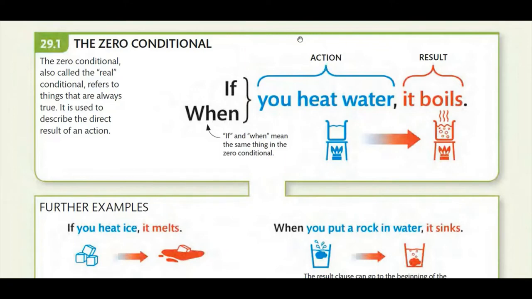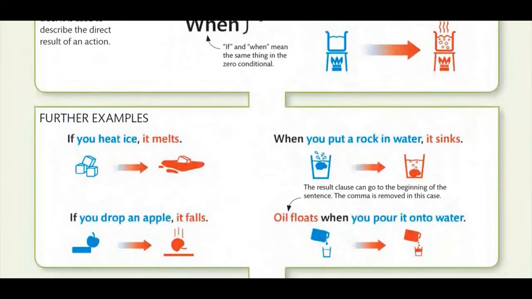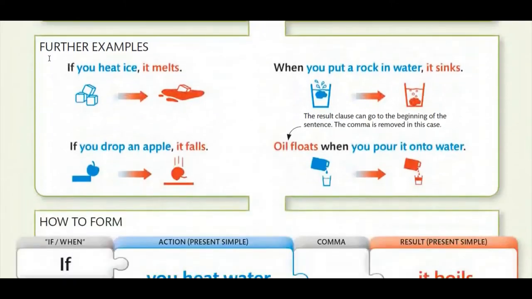This is the action, when you heat water, and this should be in present simple tense. And here is the result, it boils. It also should be in present simple in case of zero conditionals. Okay, let's take further examples. If you heat ice, it melts.